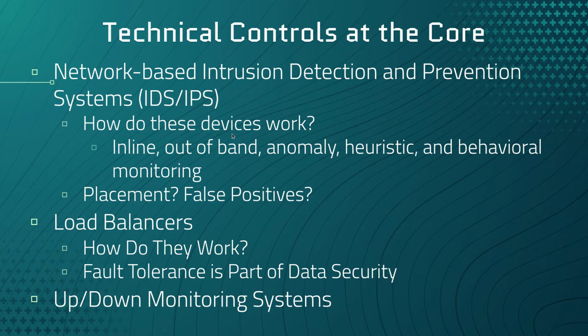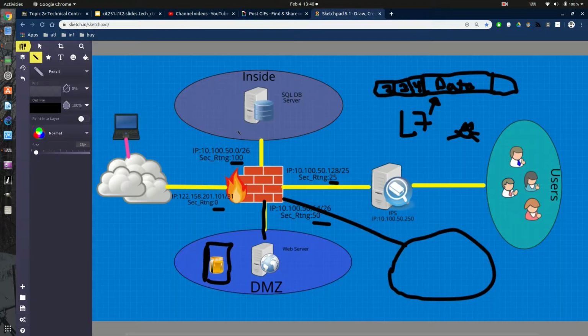So let's talk about that, right? It's going to come down to your configuration. In this case, we have an intrusion prevention system, IPS. And what's going to happen is, as you can see, it's inline. So it's got one connection here and another connection here. So any traffic that's going to go from the firewall to the users has to go through my IPS.